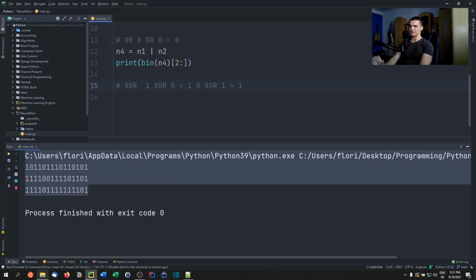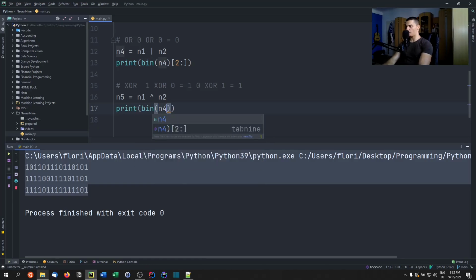Everything else results in 0, which basically means that if the two values are different, we're going to get a 1. So if I say N5 is going to be N1, and then we use this hat symbol, N1 and N2. This does not mean N1 to the power of N2. That would be star star. In this case, this means XOR. So N1 XOR N2 is going to be N5, and we're going to say print bin N4.